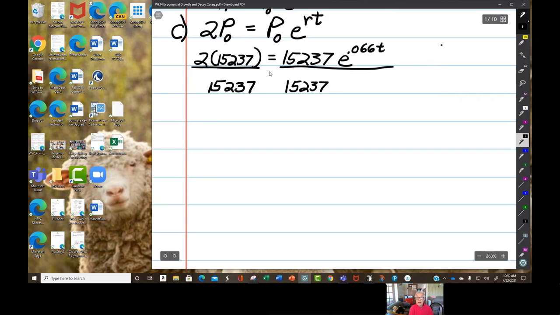15 to 37. That's going to cause 15 to 37 to cancel out on both sides of the equal sign. So all you have left is a 2. Is that cool? Yes, it is. It's also how the help me solve this and show me an example in my math lab works. Get the 2 over there. Okay, so 2 equals 0.066t.